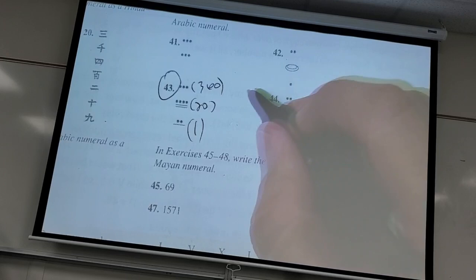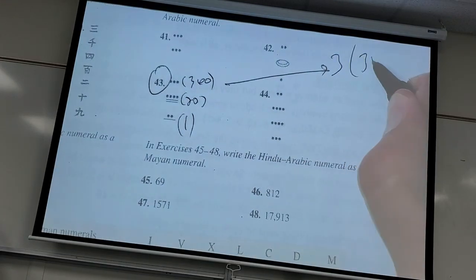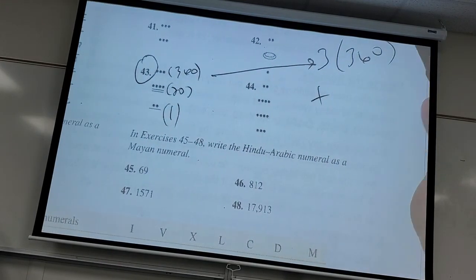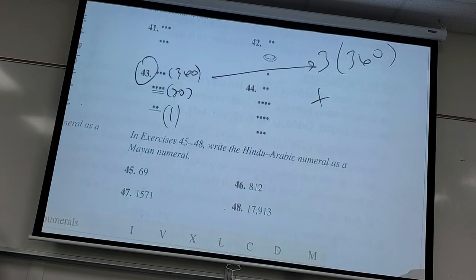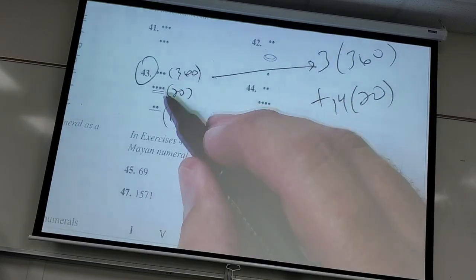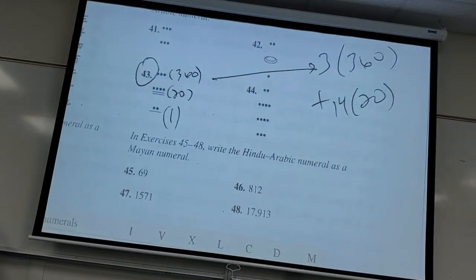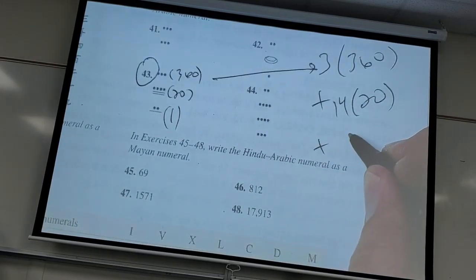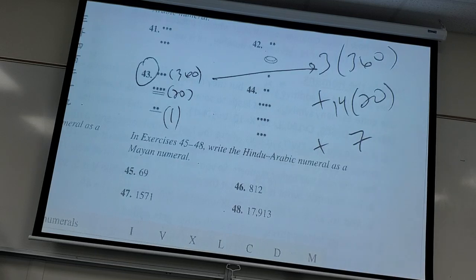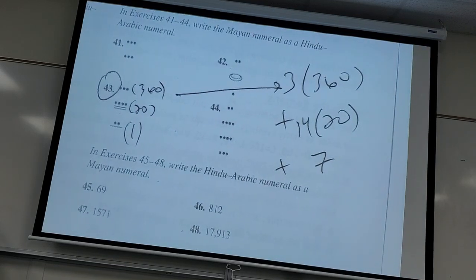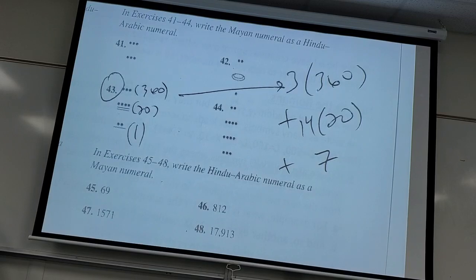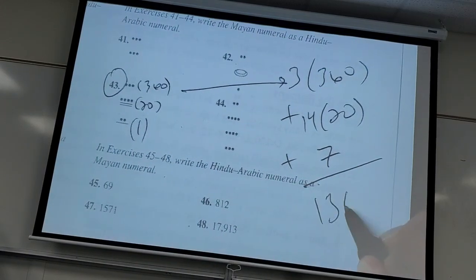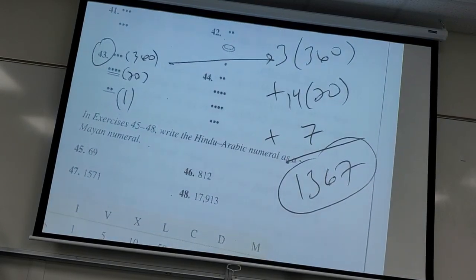How many 360s do I have? 3 360s plus how many 20s? 14 20s. Is that cool? And then how many ones? 7. I love it. And where are we at? 1,280 plus 1,367, maybe? Yeah? Yay! Look at a math person adding.